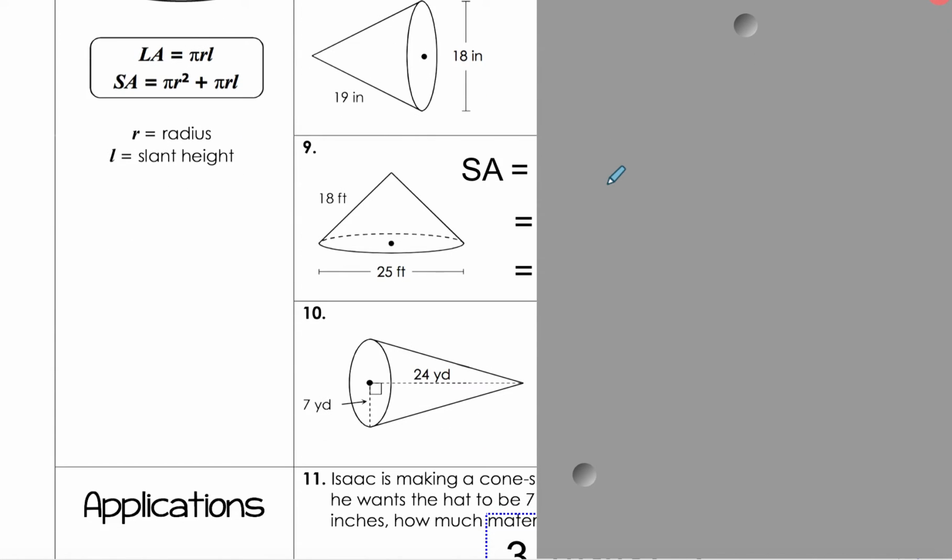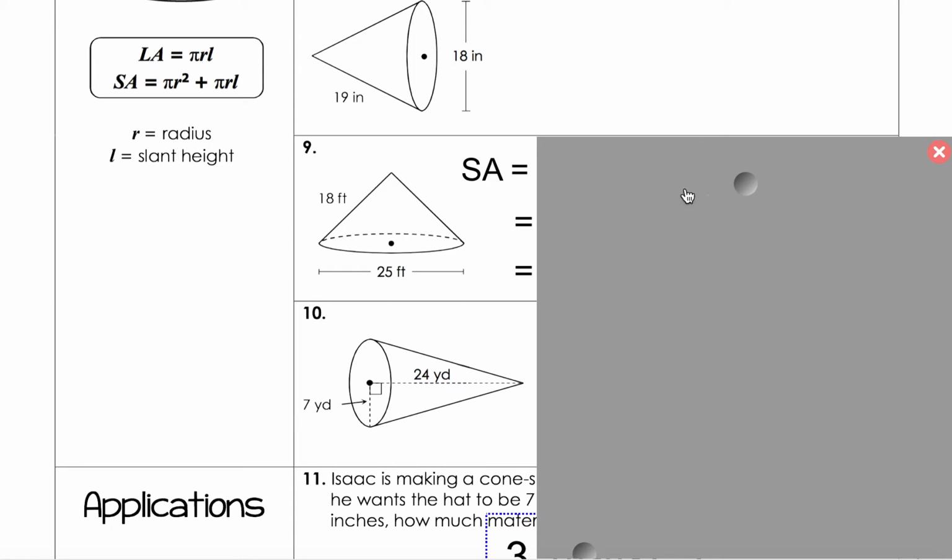If we move on, we're going to do one more of these, because if we notice, number 9 doesn't give us the radius, but instead it gives us the diameter. I want you to pause it. I want you to try and do this on your own, and then go ahead and hit play and see if you got the same answer that I did.